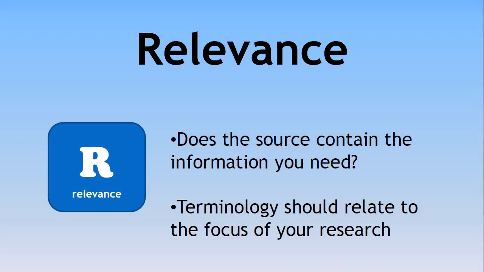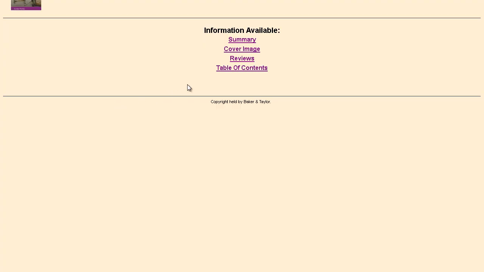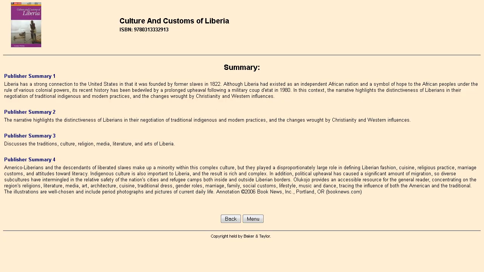Step 2. When evaluating a source for relevance, look for terminology that reflects the focus of your research. Determine if the source contains the information you need. For example, using the book's record, look for subject headings that describe the item's focus. A table of contents or summary of the item might be available to read.